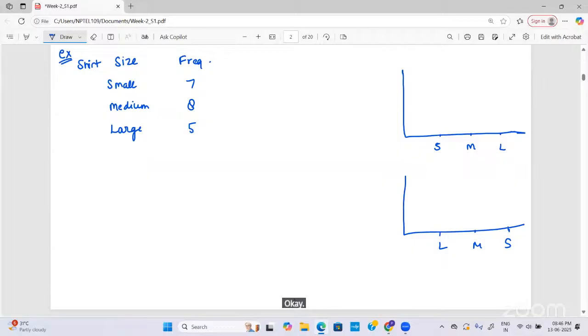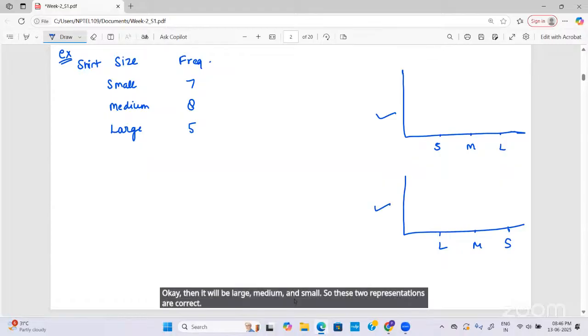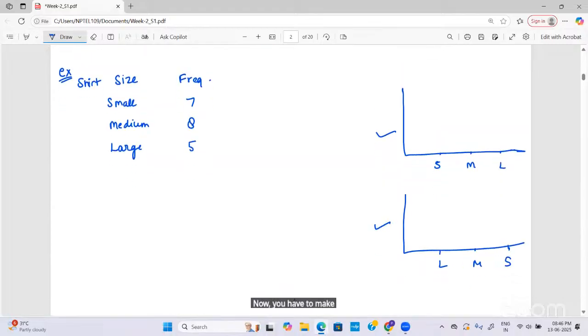Okay, then it will be large, medium, and small. So these two representations are correct. Now you have to make the bars as well. So for S, it is 7. So 0, 1, 2. Okay, so for S, we have 7. So it will be something like this.